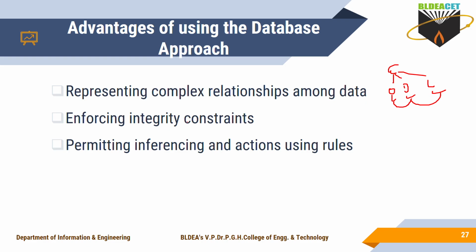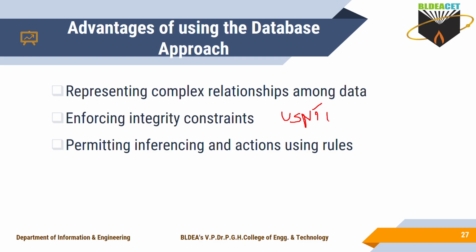Next is enforcing integrity constraints. I'll take the example of your USN number. Constraints means conditions. So you enforce a condition on your data, and you can easily enforce it. What is the condition for the USN number? The USN number must be unique. That is what we call a key constraint. Easily, with the help of the primary key, you can enforce this integrity constraint.